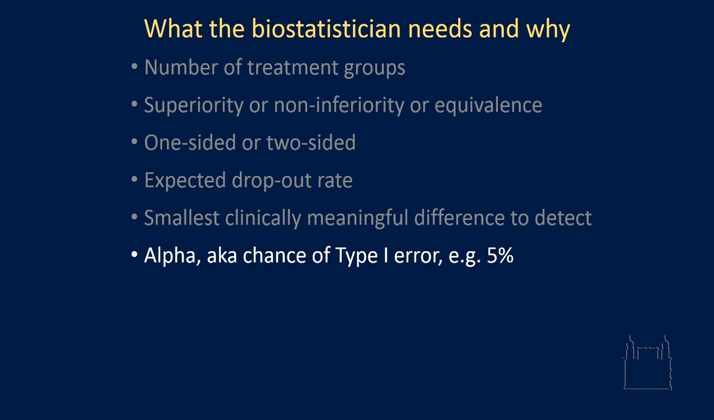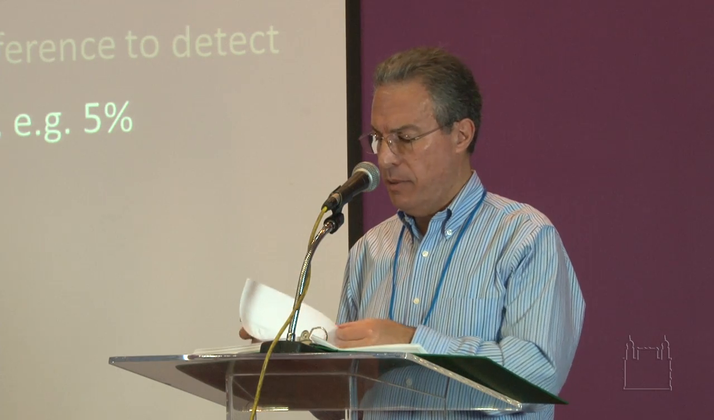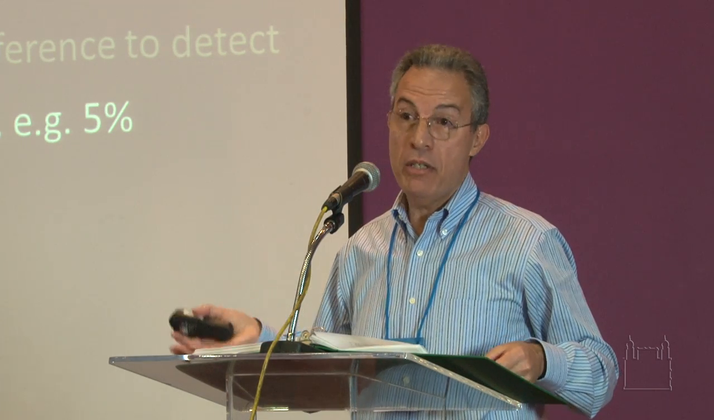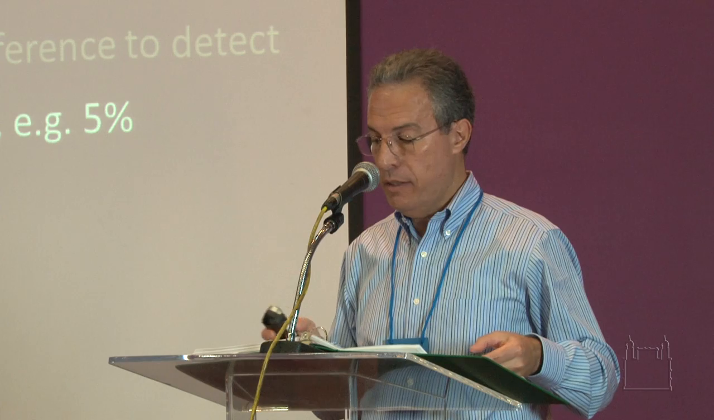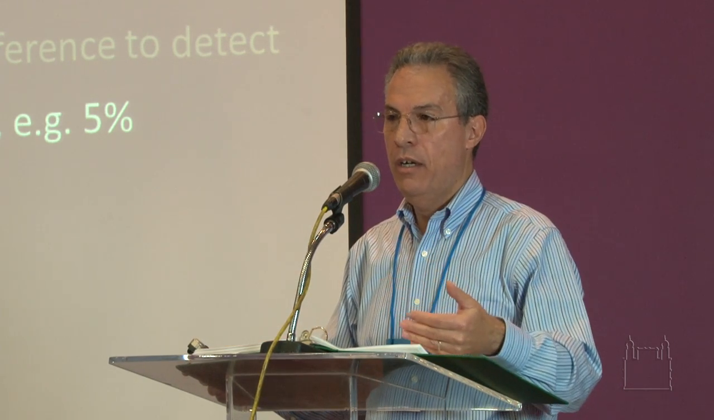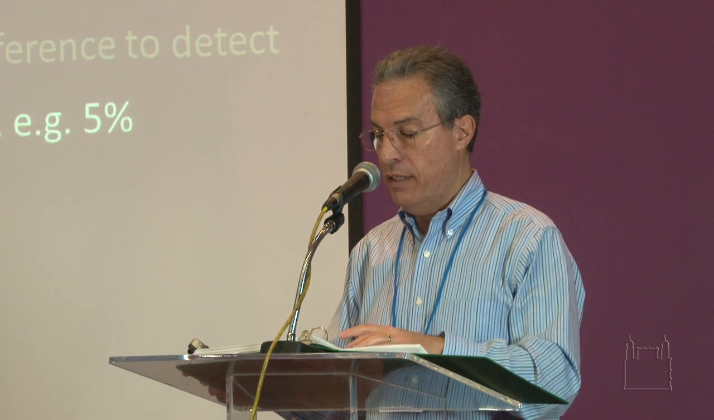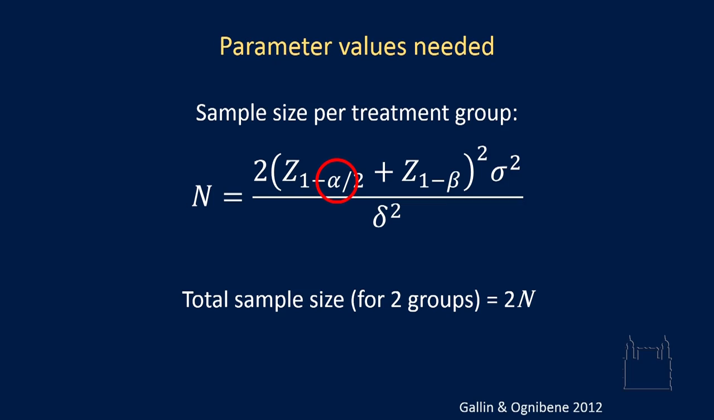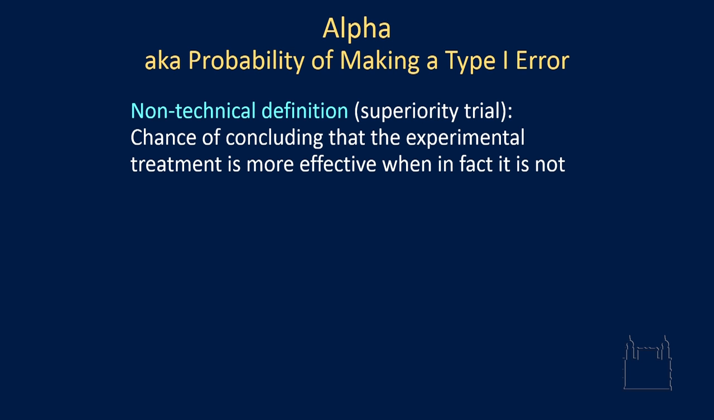It depends on alpha. Alpha, also known as the chance of type 1 error. For example, we use 5%. Nothing magic about 5%, by the way, but it's magic because it's used so much, but there's really nothing magic about it. So I want to review very quickly. We heard about alpha and the type 1 error. This is where it comes from, by the way, from the formula. And just, like I said, review what it's all about.